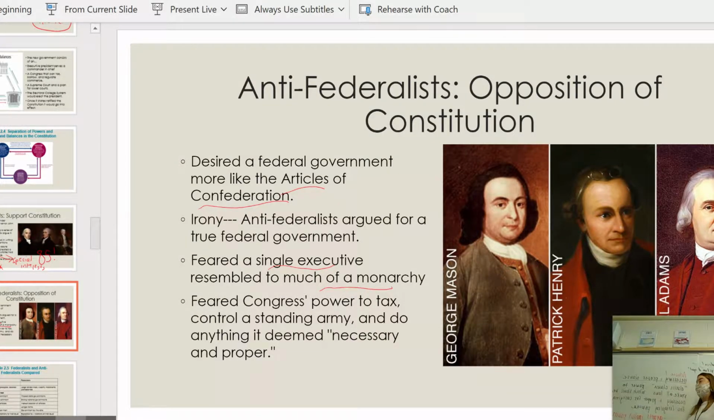Does this make sense? But we can also see how this could make anti-federalists nervous. The government can do whatever it wants, essentially. So that was another fear. They feared this necessary and proper clause in Article 1 of the Constitution.